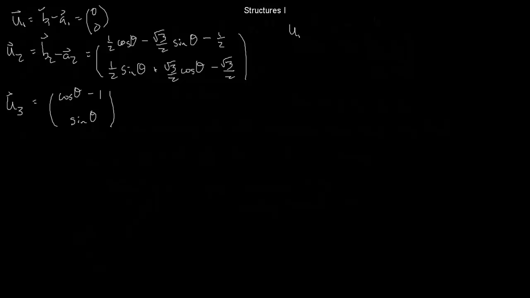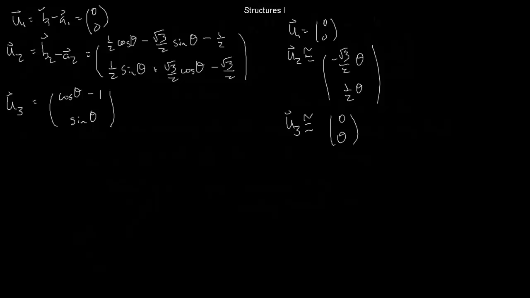So I'm going to do that tangent approximation. U1, well, it's the vector 0, 0. It doesn't depend on theta. I view these Uis as functions of theta, and I do an approximation of them. So cosine theta looks like 1 near theta equals 0, and sine theta looks like y equals theta near 0, 0. So U2 is quite nice. The 1/2s cancel, and I just get root 3 over 2 theta, half theta, as a minus sign. And U3 looks like 0, theta for small theta.